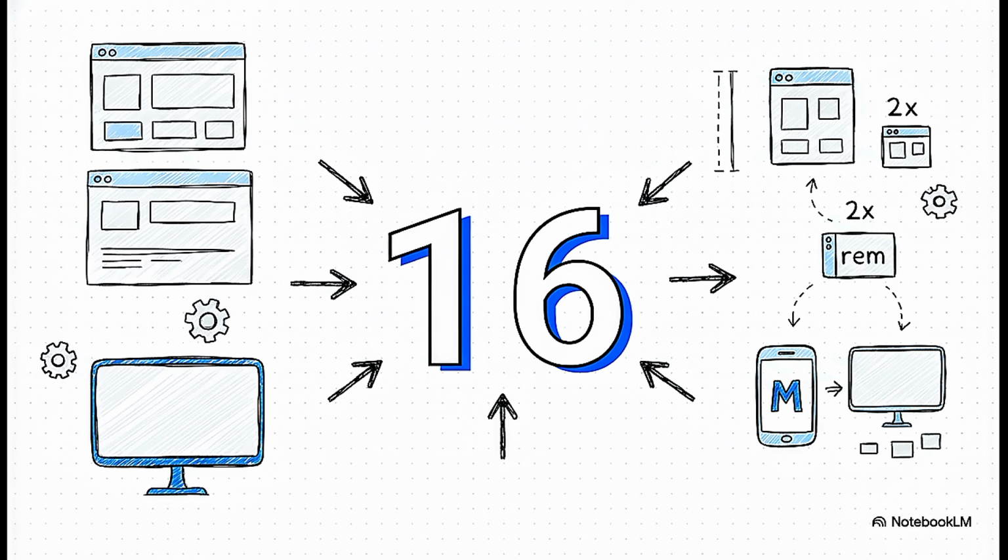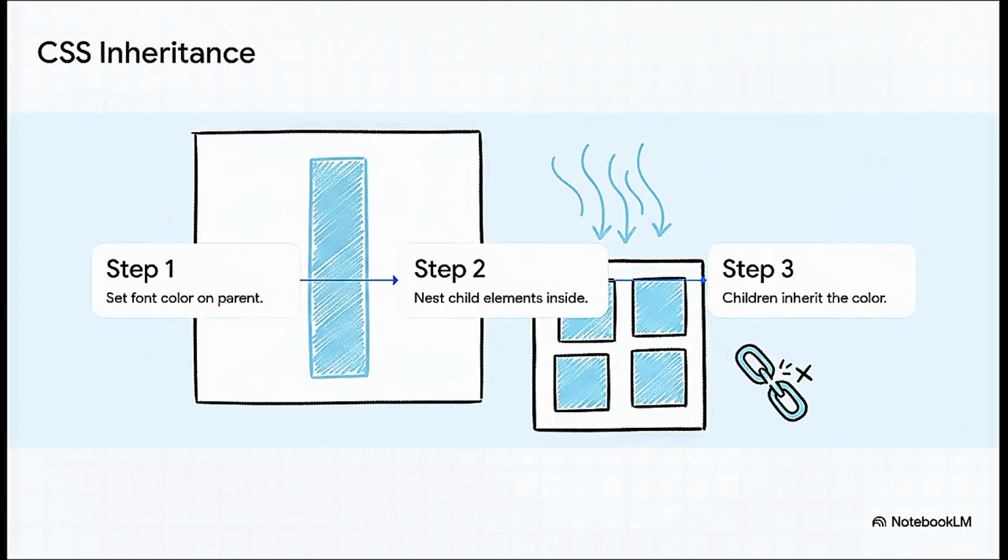Doing this makes designing for mobile screens infinitely easier, for sure. Another incredible time saver in CSS is the concept of inheritance. Instead of sitting there styling 100 individual paragraphs, you just apply a style to their parent container. So step 1, you set the font color on the parent.